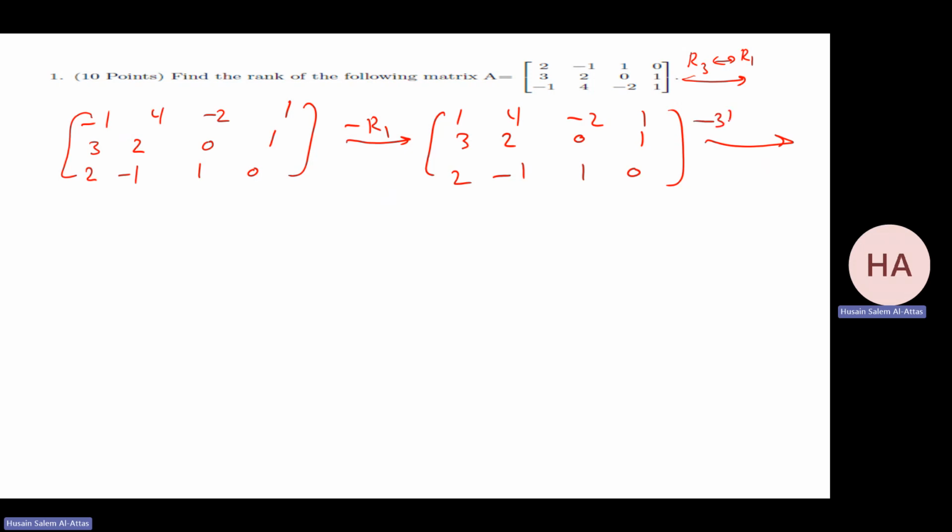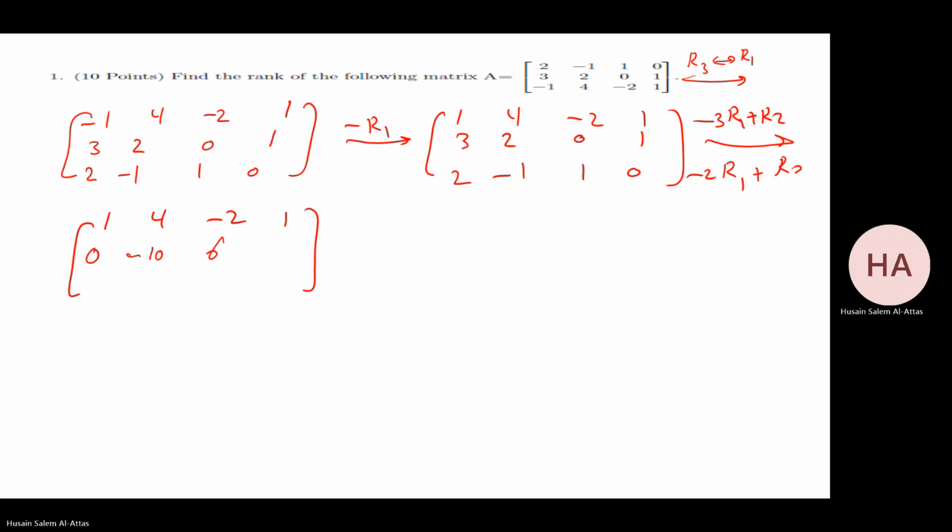Now multiply the first row by minus 3 and add to the second. First row by minus 2 and add it to the third. Multiplying the first row by minus 3 and add, that is 0. Minus 3 times 4, that's minus 12 plus 2, minus 10. 6 plus 0, 6. Minus 3 times 1, minus 3. Times minus 3 plus 1, that is minus 2.